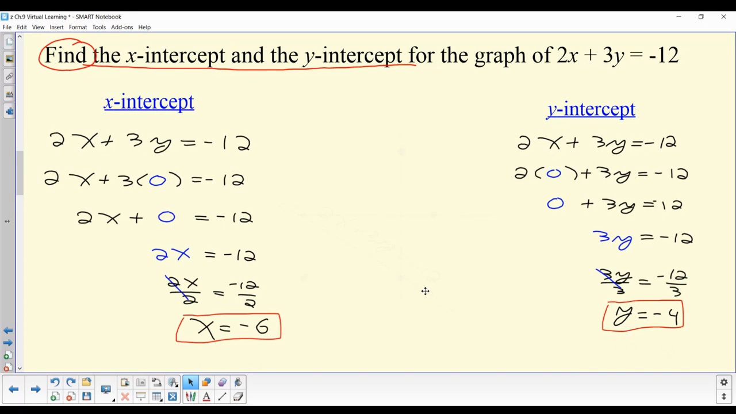So you plug in the opposite value to find your x or y intercept, and then you solve the equation.